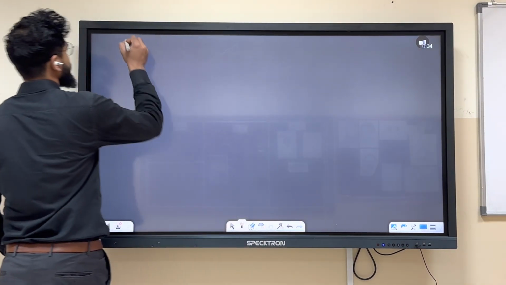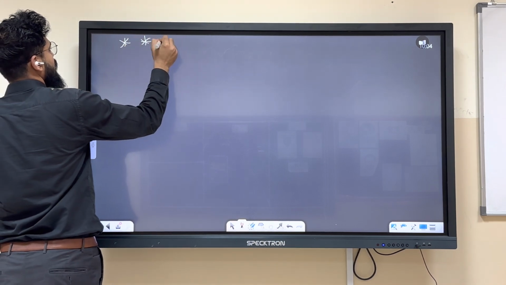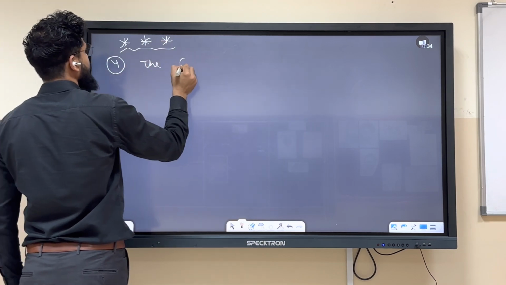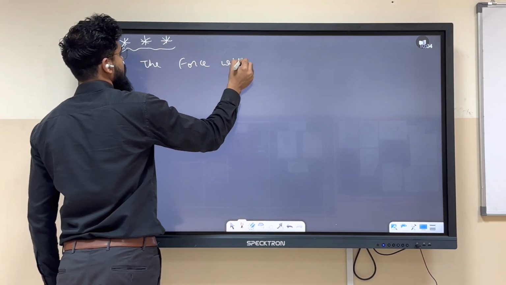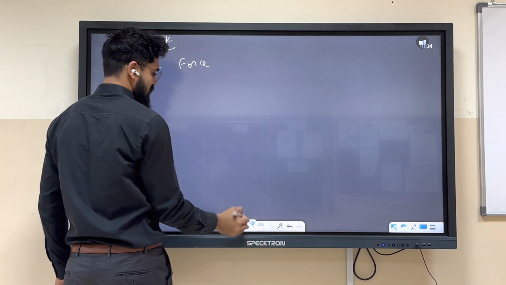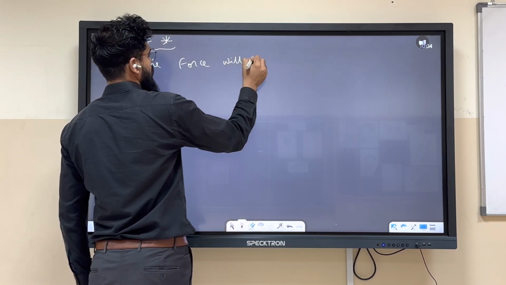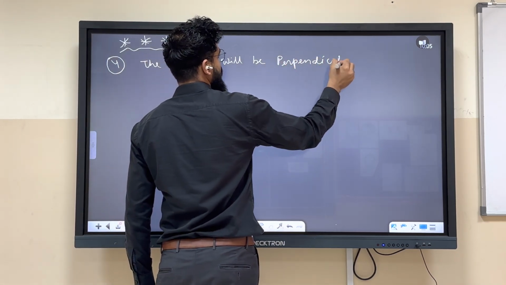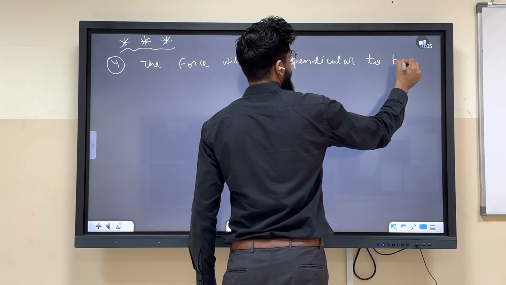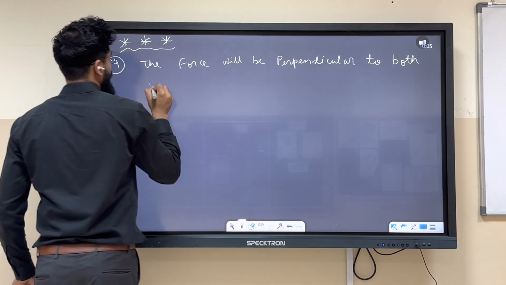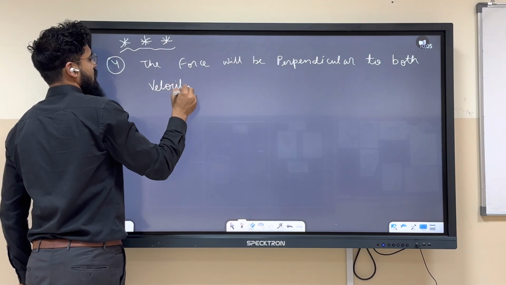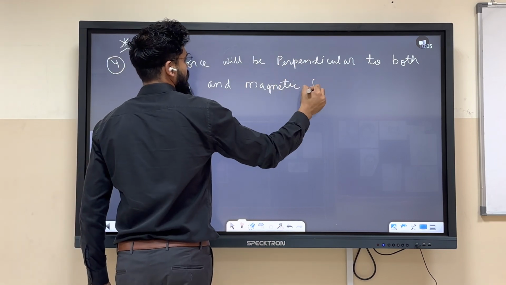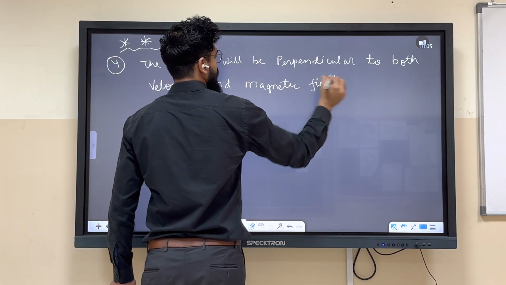Now, a few other rules. The continuation of rules. Fourth, the force will be perpendicular to both velocity and magnetic field. Okay.